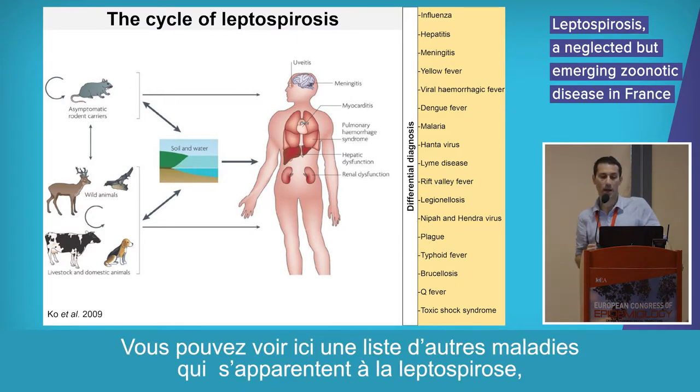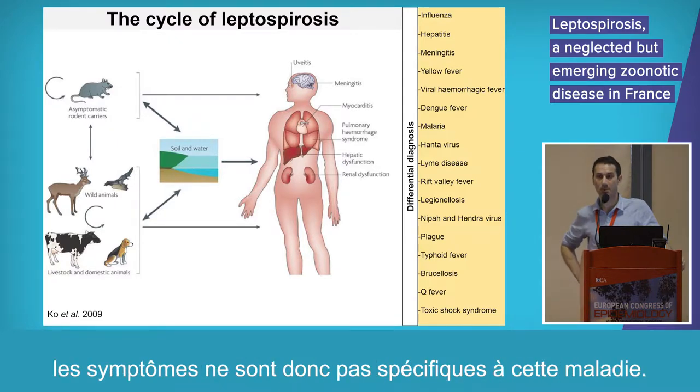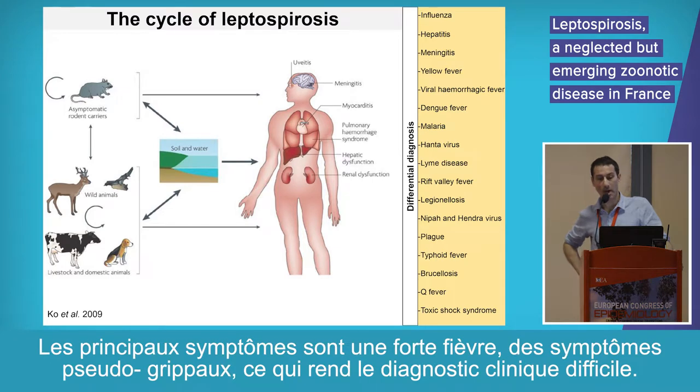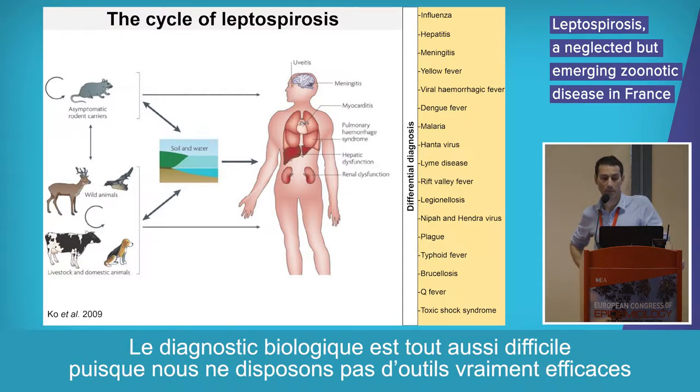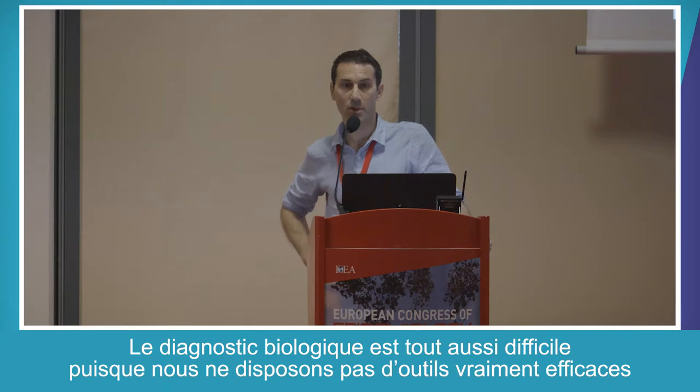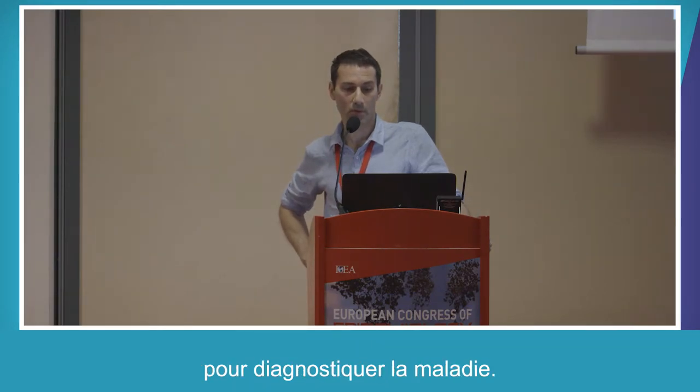As you can see, there is a list of other diseases that mimic leptospirosis, so there are no specific symptoms. It's an acute fever, a flu-like syndrome, which makes the clinical diagnosis difficult, and the biological diagnostic is also difficult. We don't have very efficient tools for the diagnostic of the disease.